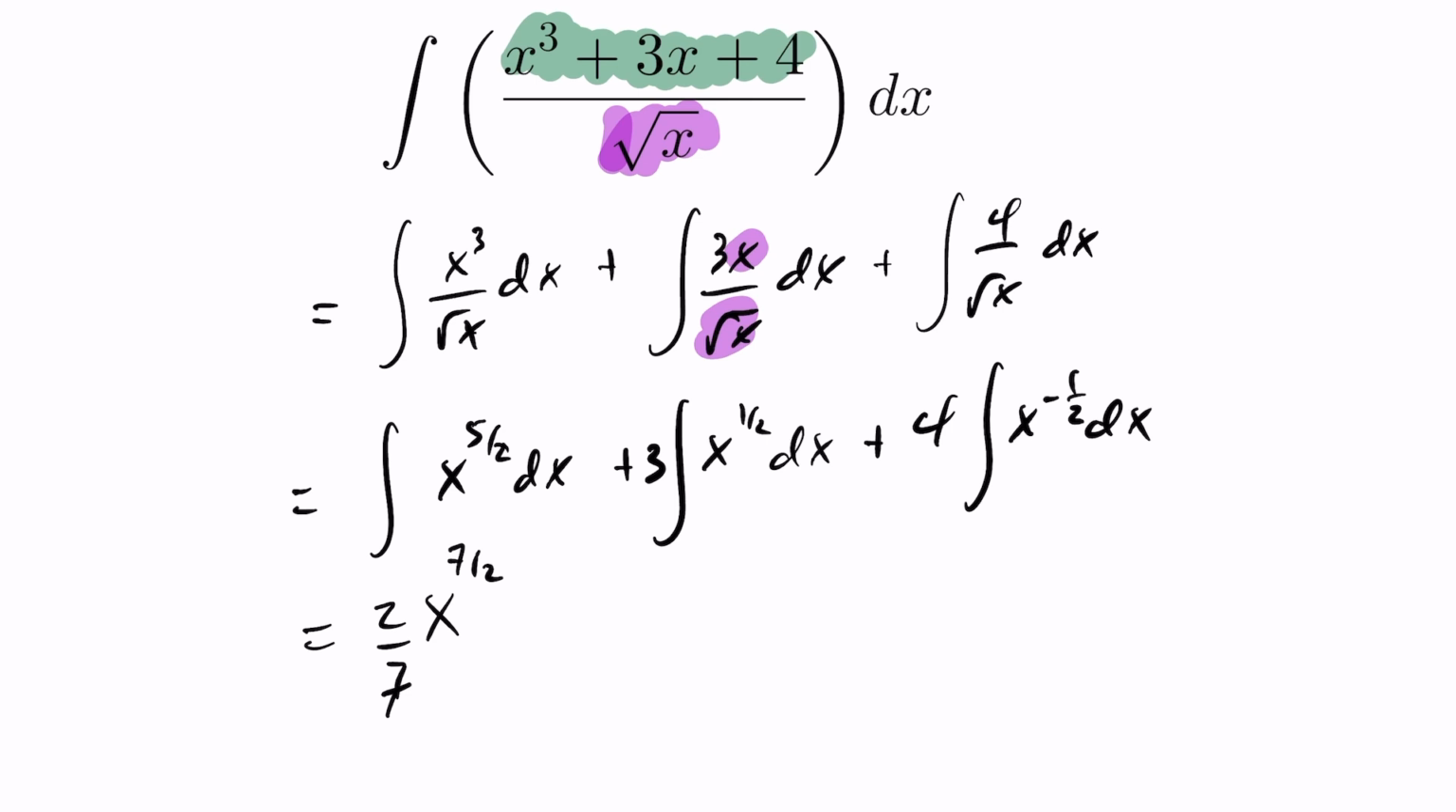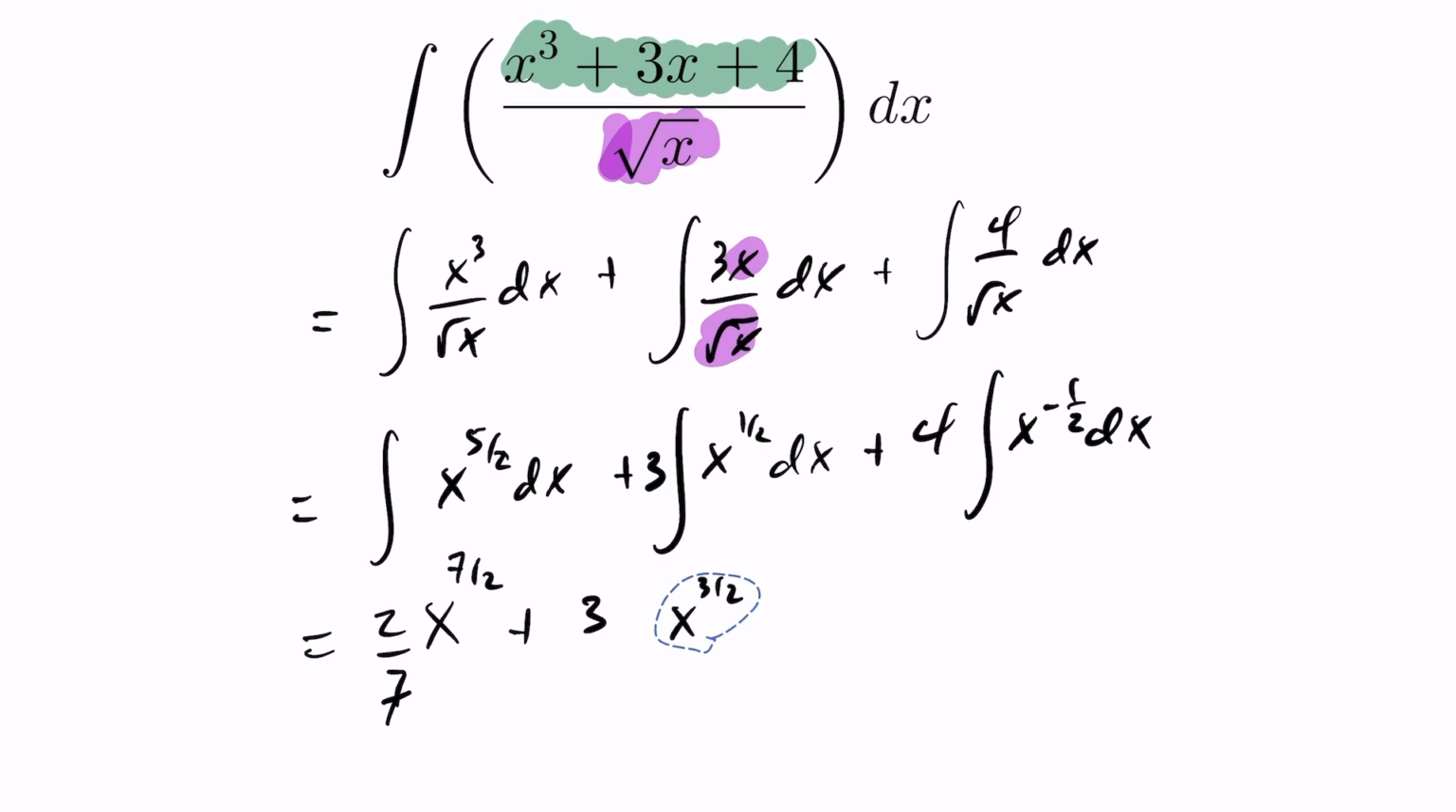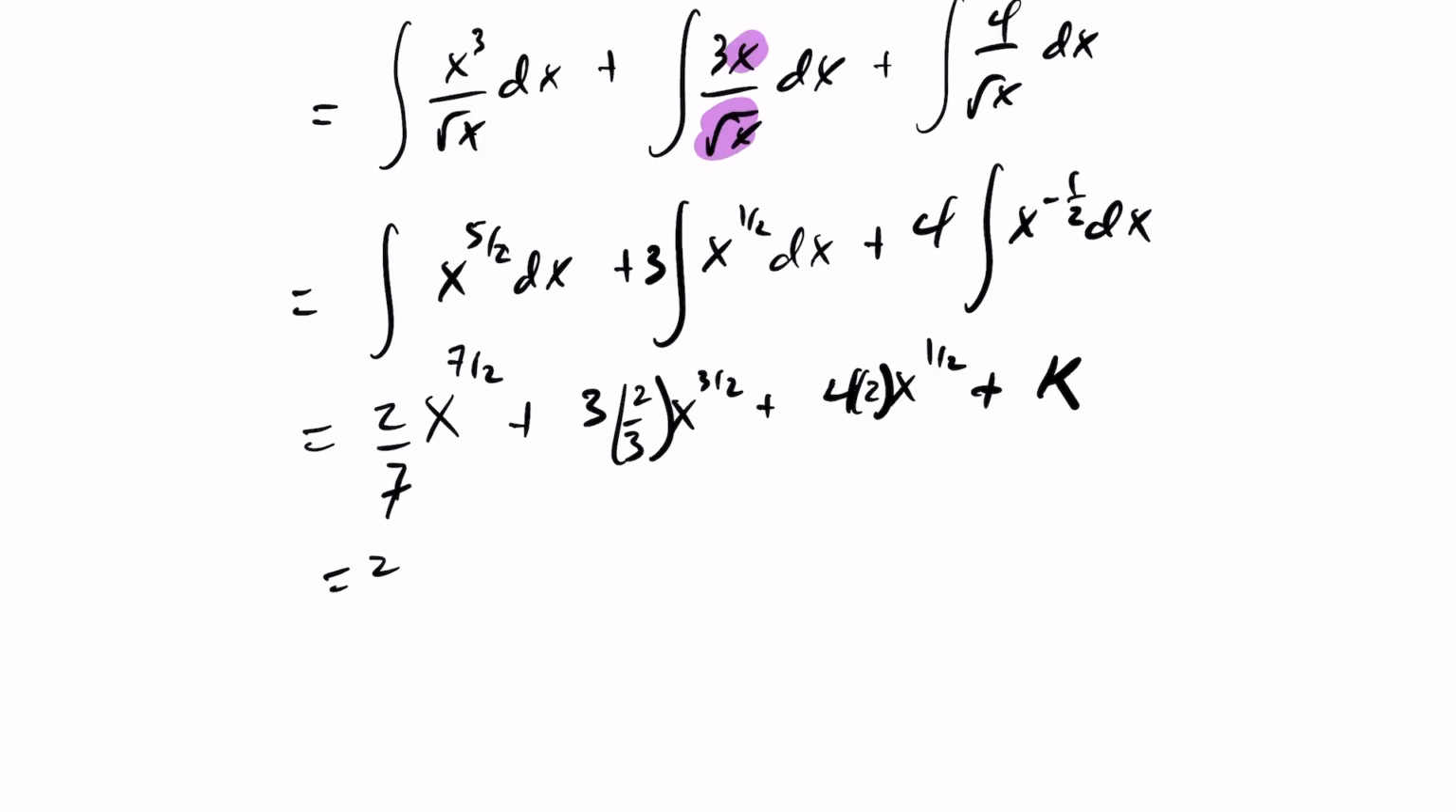over 7 in there. Likewise, using the same strategy here, I can change this to be x to the power of 3 halves. And when I go to take my derivative here, I can drop this down and write this as 2/3. And I can write this as x to the power of 1/2. And I can pop a 2 out front here, plus some constant value k. So this becomes 2 over 7 x to the 7 halves plus 2x to the 3 halves plus 8 x to the half plus k.